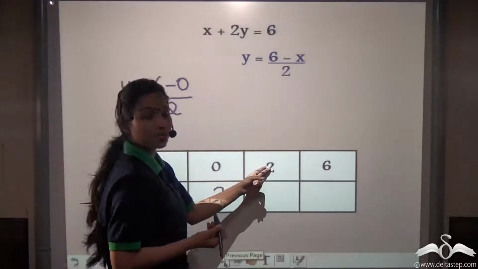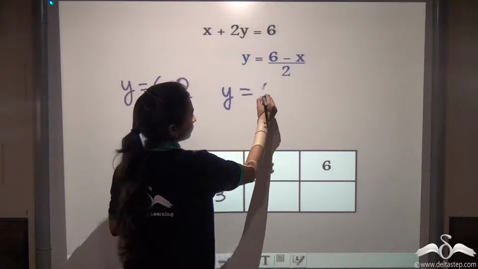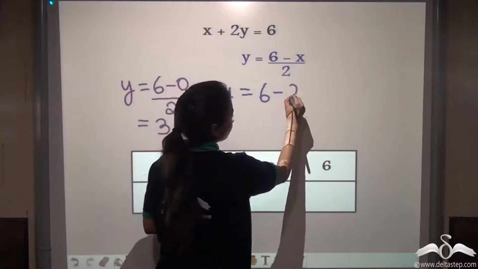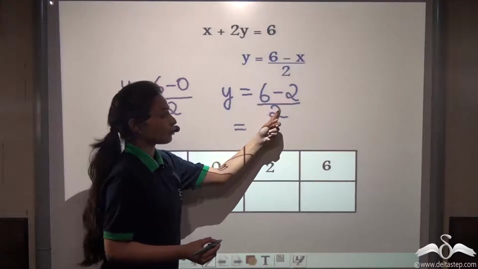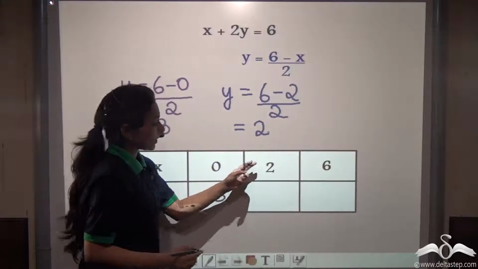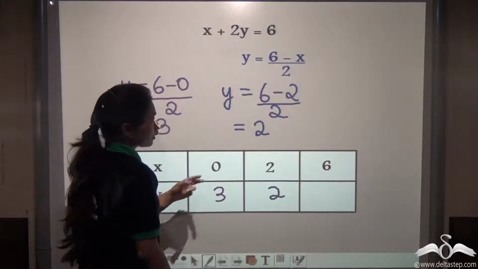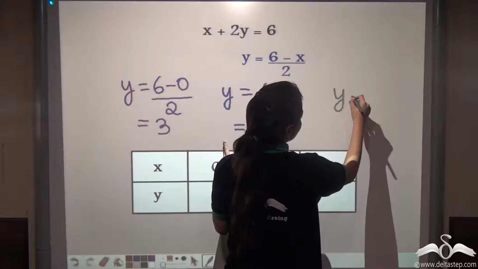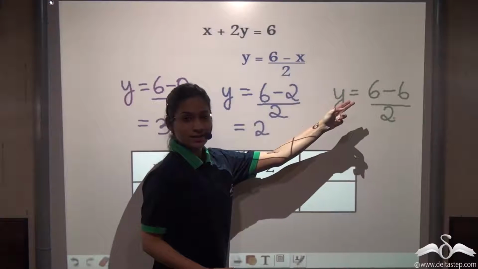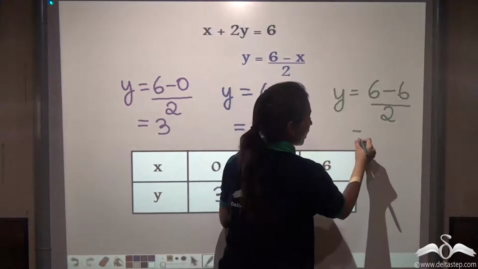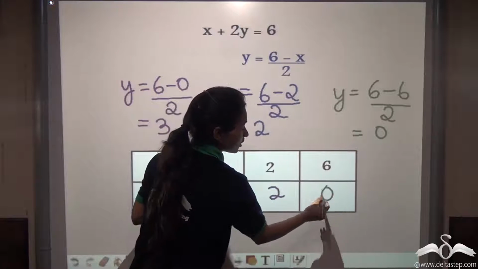Similarly, when x is 2, tell me the value of y. What do you get? 6 minus 2 is 4 and 4 by 2 is 2. So that means when x is 2, we will get y as 2 for this equation. Similarly, for y equal to 0, 6 minus x, 0 by 2 gives us 0. Anything by 0 is 0. So when y is 0, x is 6 for this equation.